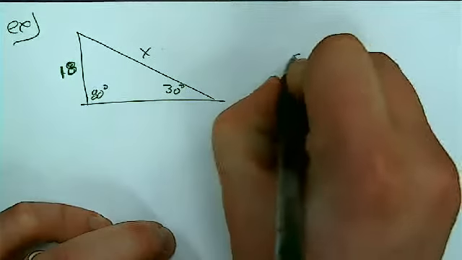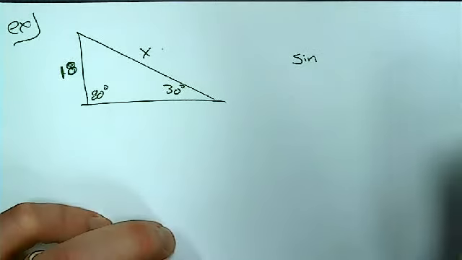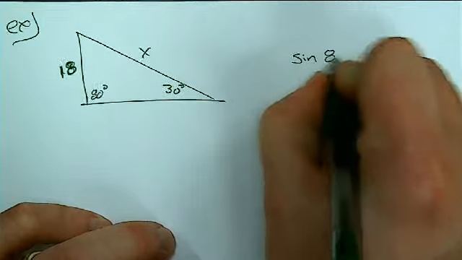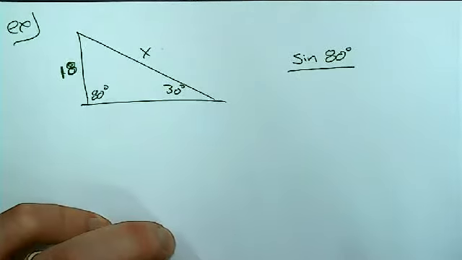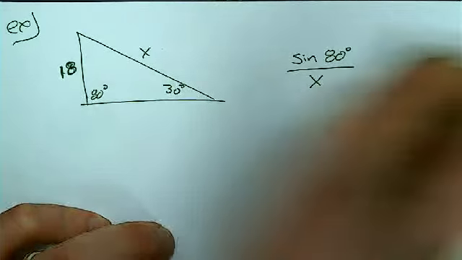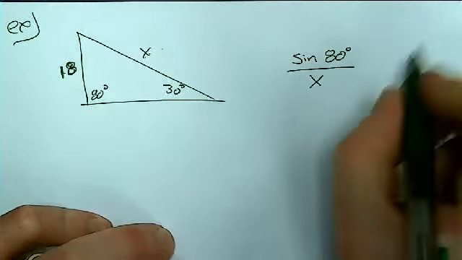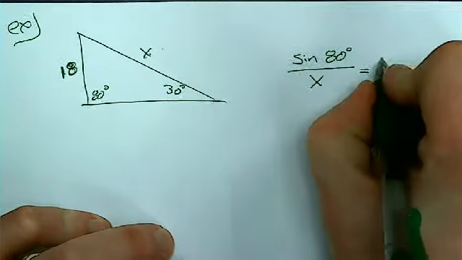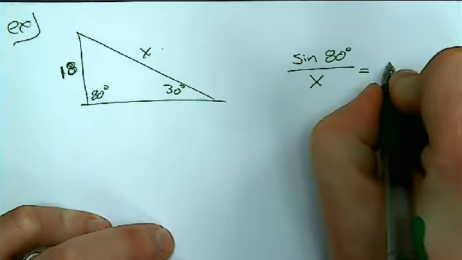Sine of what angle? 80 degrees. Okay, sine of 80 over what? 18 x. X. Angle over the opposite side. So the other one should be 30. Sine of 30.